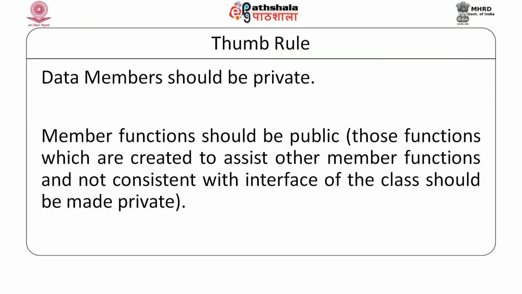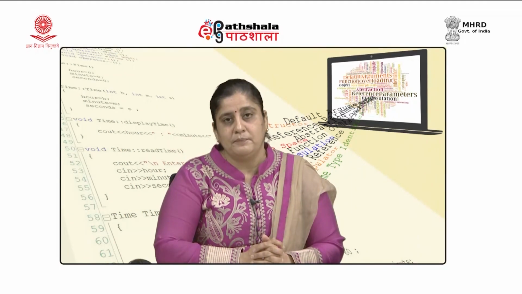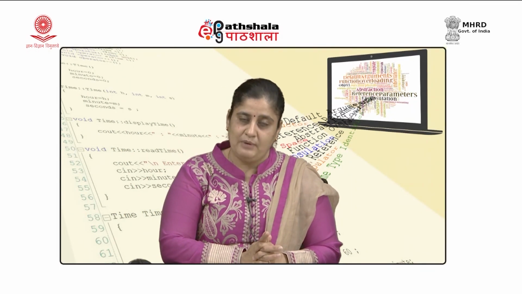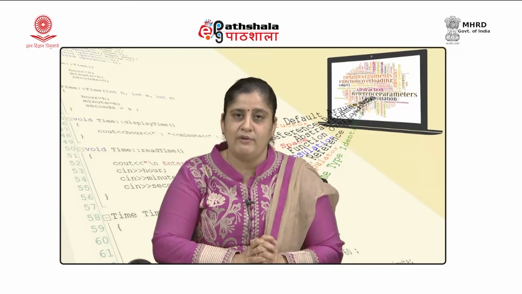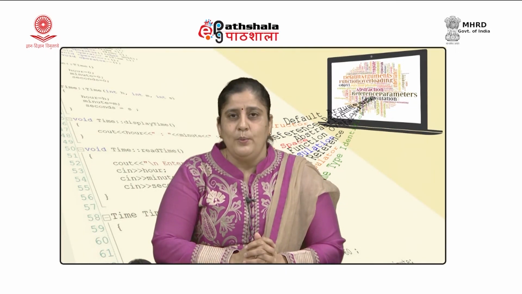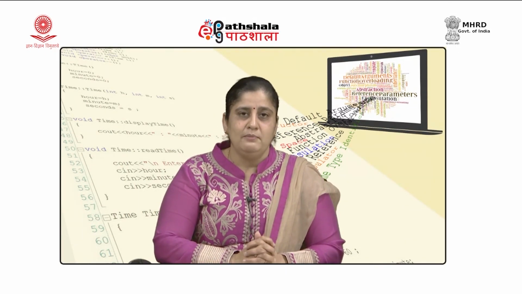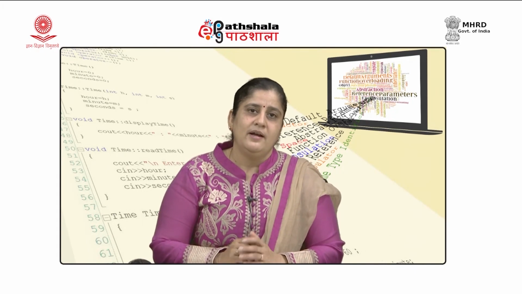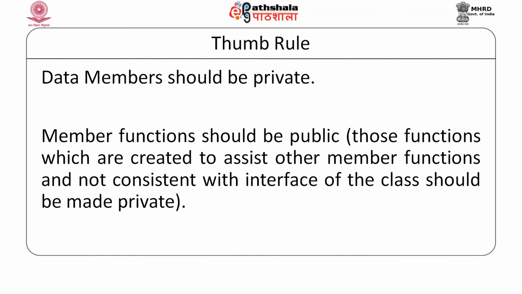Now, which members should we make public and which members should we define as private members? Well, it is not a rigid rule that I am talking about, but the thumb rule says that data members in majority of the cases should be made private, and the member functions should be made public.